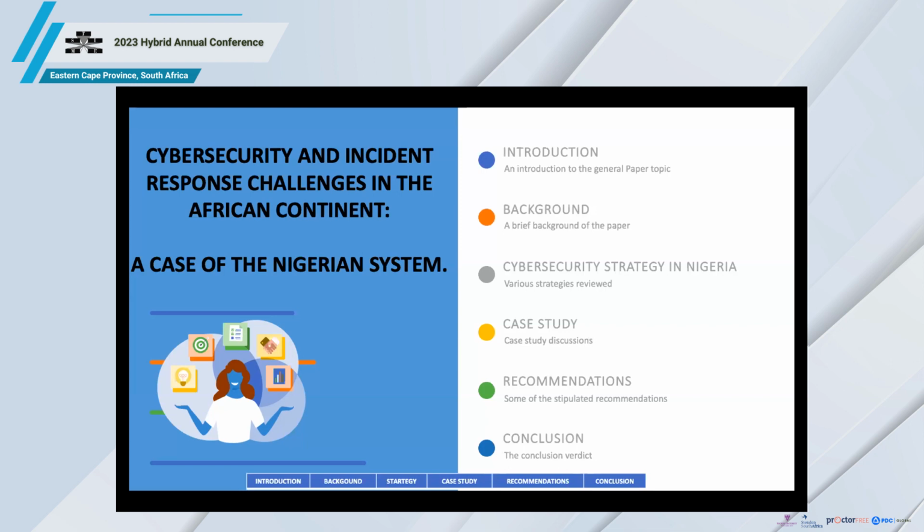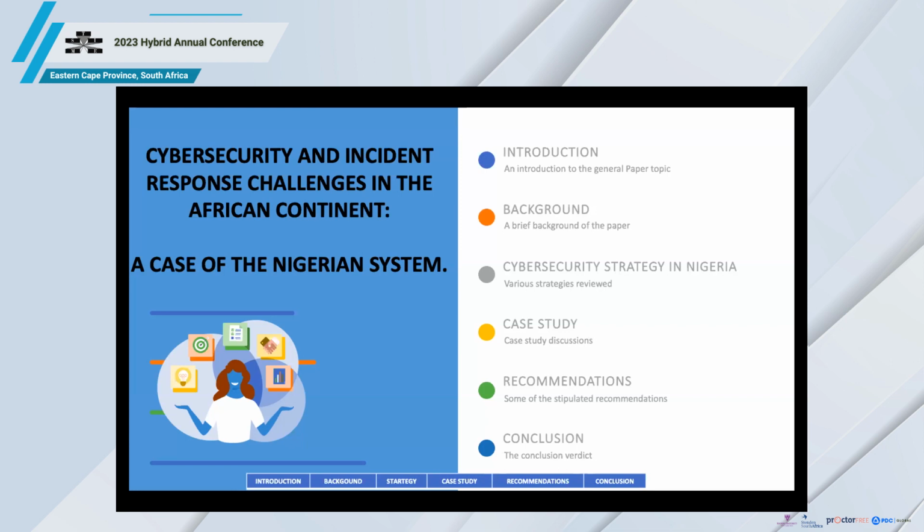Naturally, we're going to look at the contrast of the Nigerian system and the challenges that occur when a cyber attack happens and how you respond to those incidents. We're going to start with an introduction to the general paper topic. Then we will look at a brief background of the incidents and the reason why we wrote the paper and the research. Then we'll look at different cybersecurity strategies that have been implemented in the Nigerian system, which we'll be discussing in the paper.